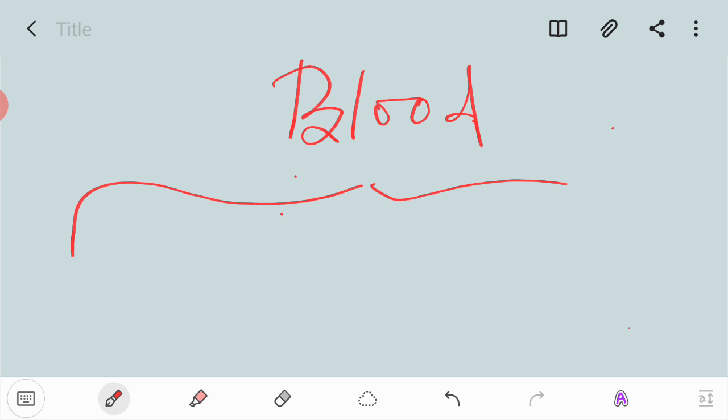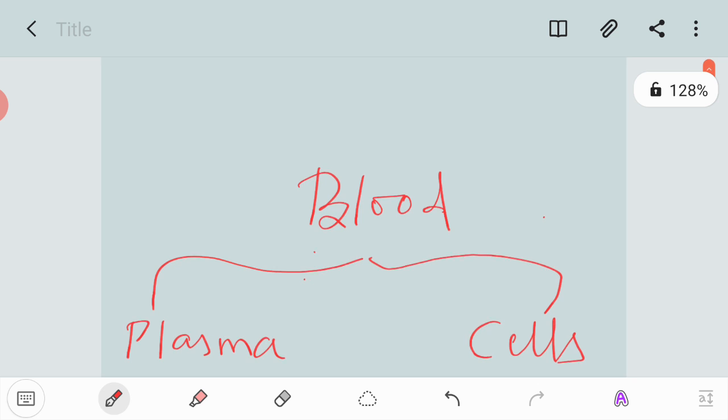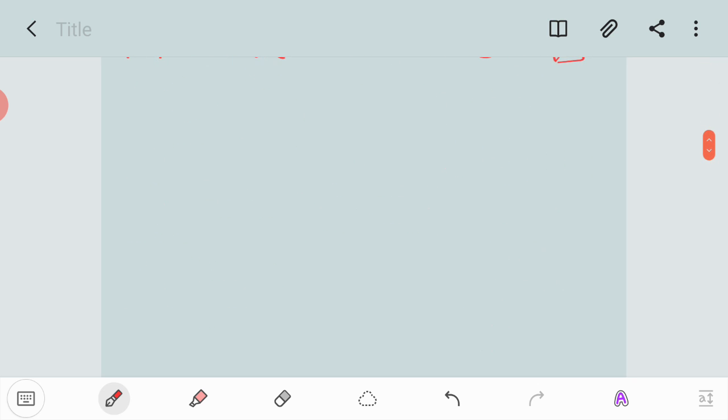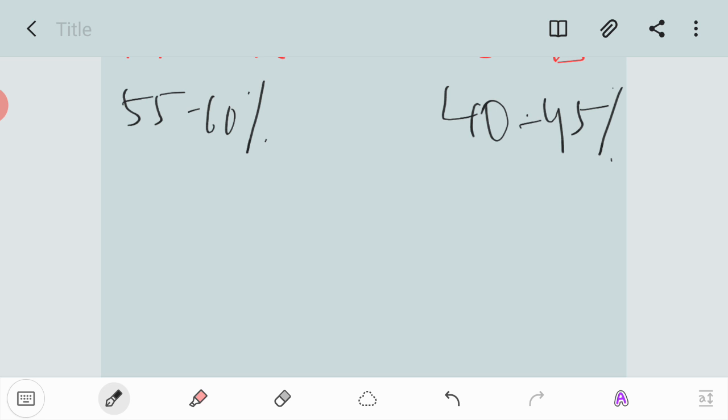So we are gonna write the heading as blood. Now this blood is divided into two types, that is nothing but plasma and blood cells. I hope you know this thing. So let us see what is plasma. Now the blood comprises 55 to 60% of plasma, whereas all blood cells together consist of 40 to 45%.